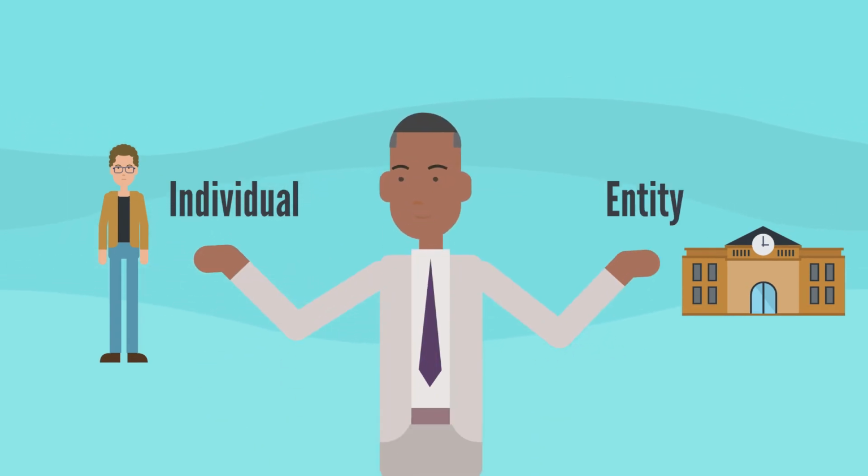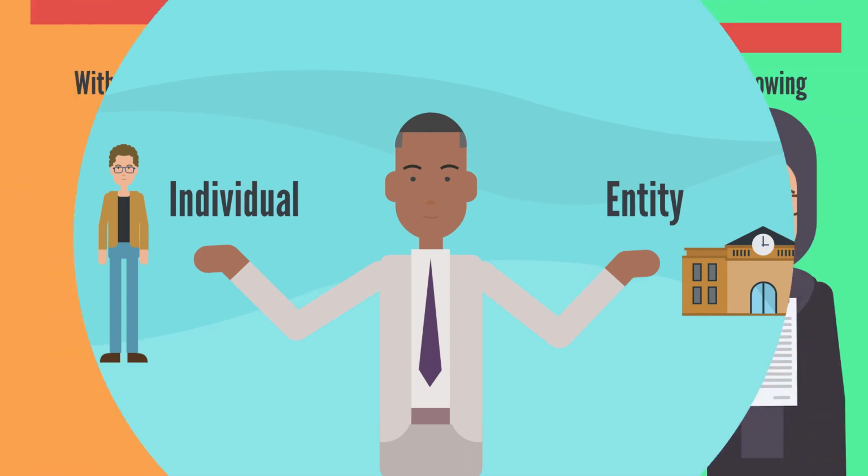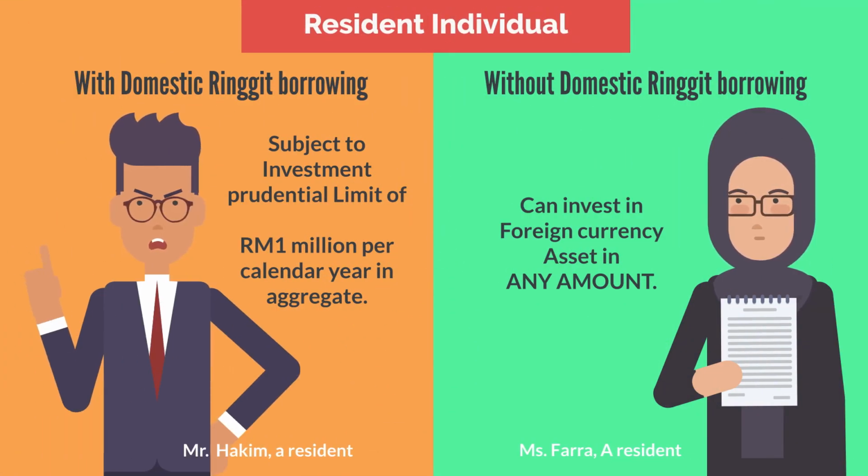Now, let's look at the difference of investment limit between individual and entity. A resident individual with domestic ringgit borrowing is allowed to invest in foreign currency asset up to its prudential limit per calendar year. The limit for individual is ringgit Malaysia 1 million in aggregate. Whereas, a resident individual without domestic ringgit borrowing is allowed to invest in foreign currency asset in any amount.